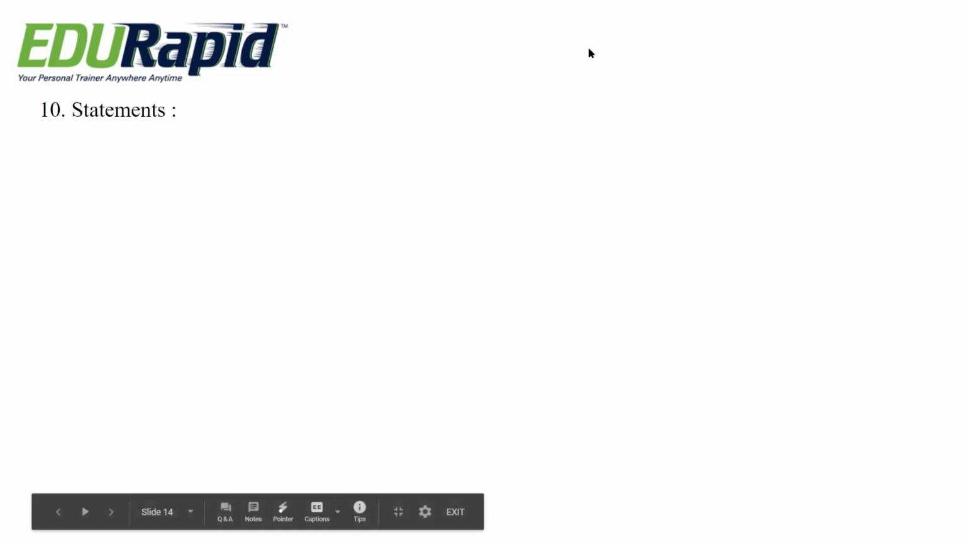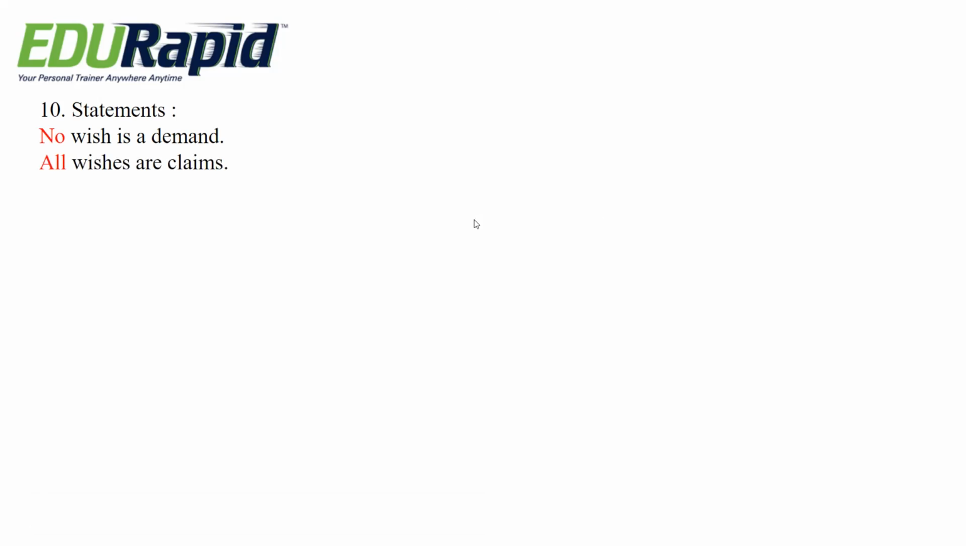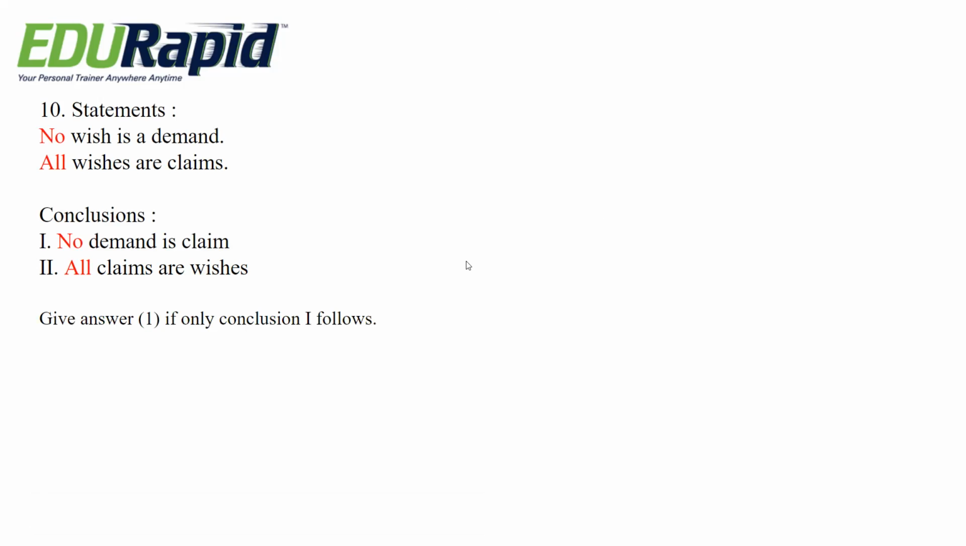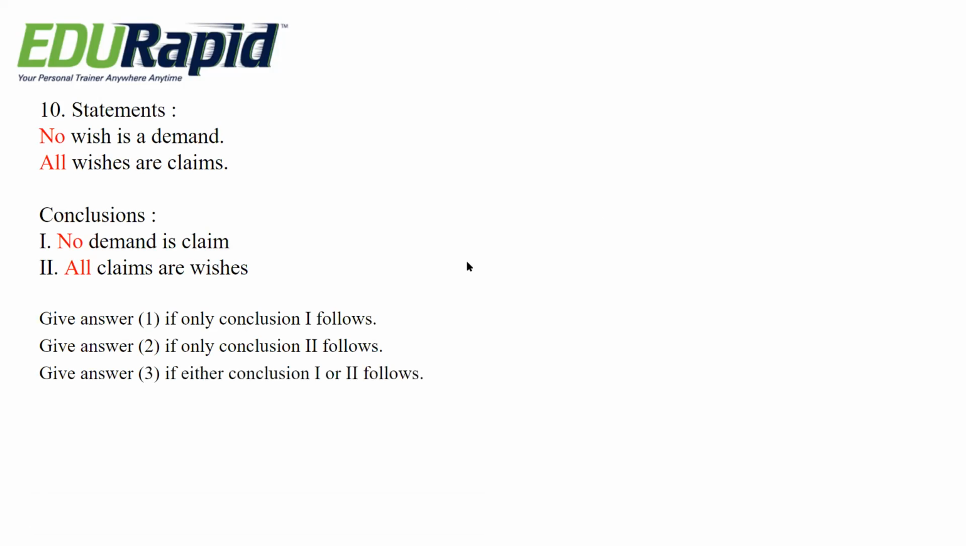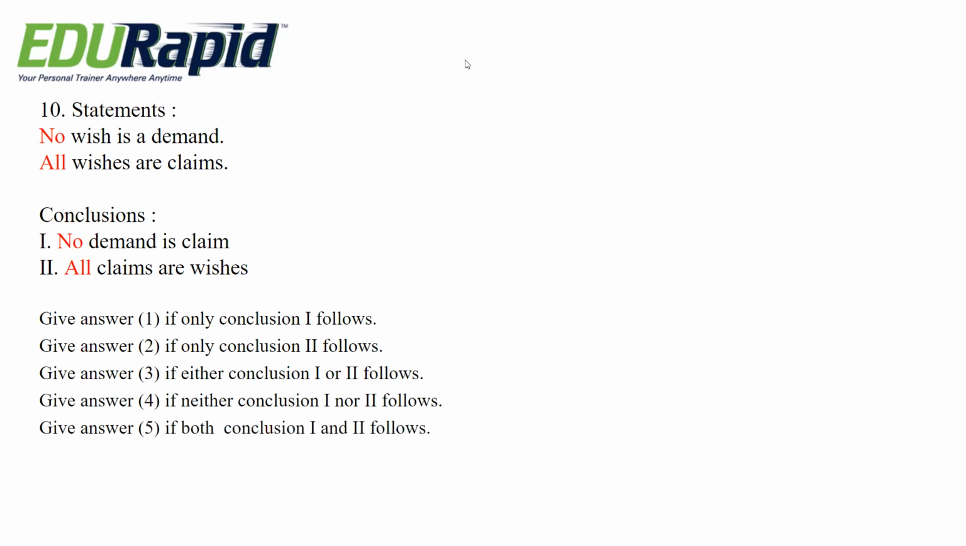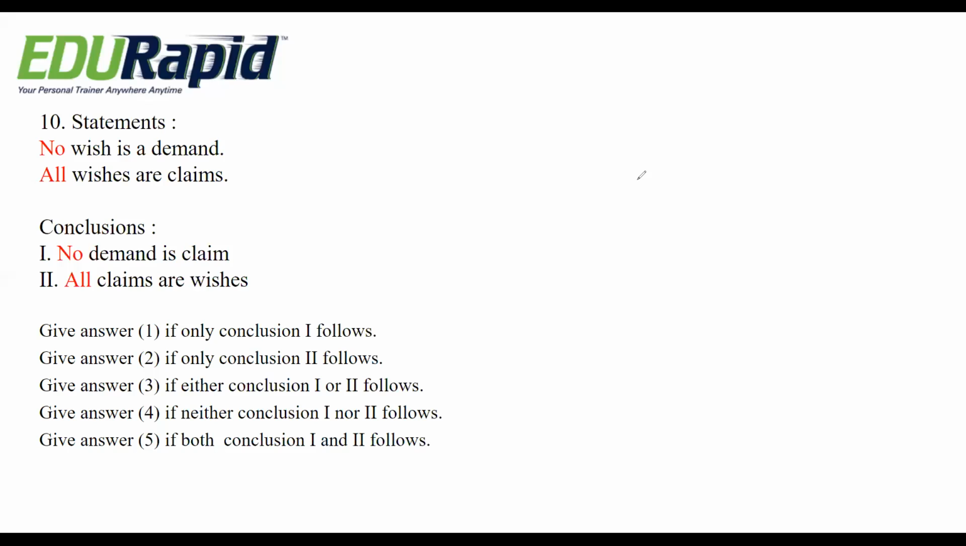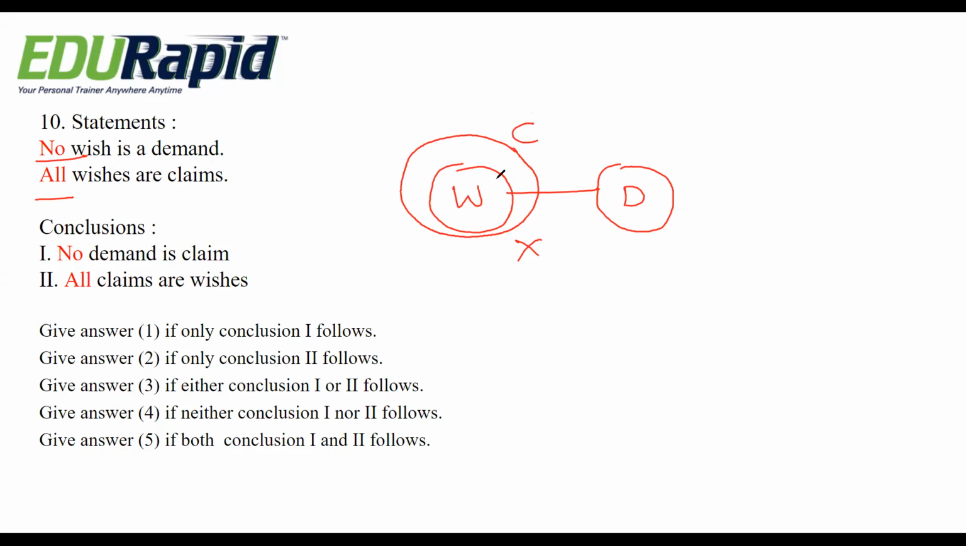Next question. First statement: no wish is a demand; all wishes are claims. Conclusions: no demand is a claim; all claims are wishes. The options are: only conclusion 1 follows, only conclusion 2 follows, either conclusion 1 or 2 follows, neither conclusion 1 nor 2 follows, both conclusions 1 and 2 follow. Write down the Venn diagrams. No wish is a demand. All wishes are claims.